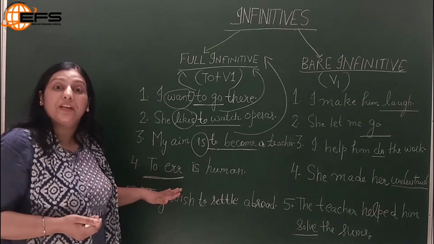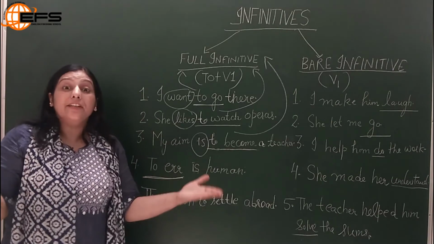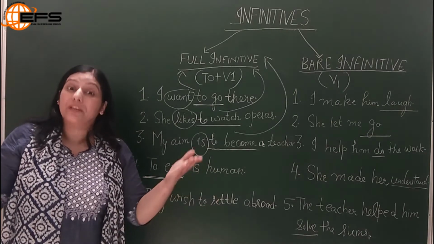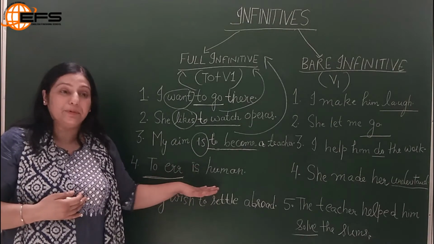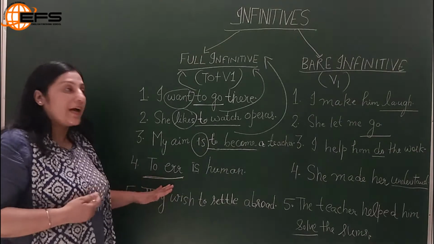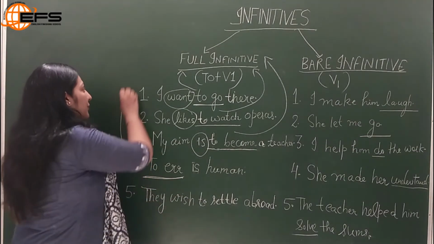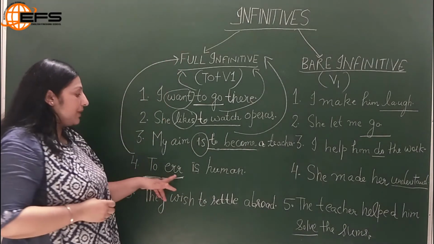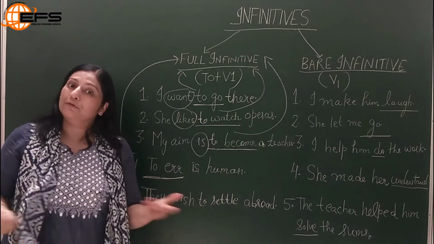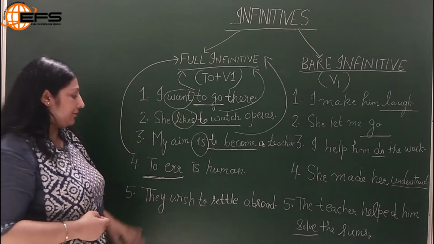To err means to make mistakes. So that is the tendency of human beings, that human beings make mistakes. That is the proverb and literal meaning of the sentence. So "to err" again is unchanged with the change in tense. To plus V1. It is an example of to infinitive or full infinitive.